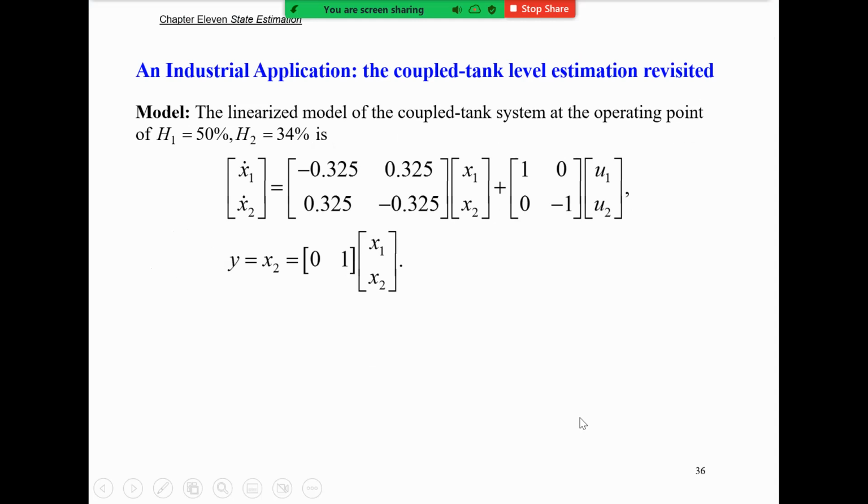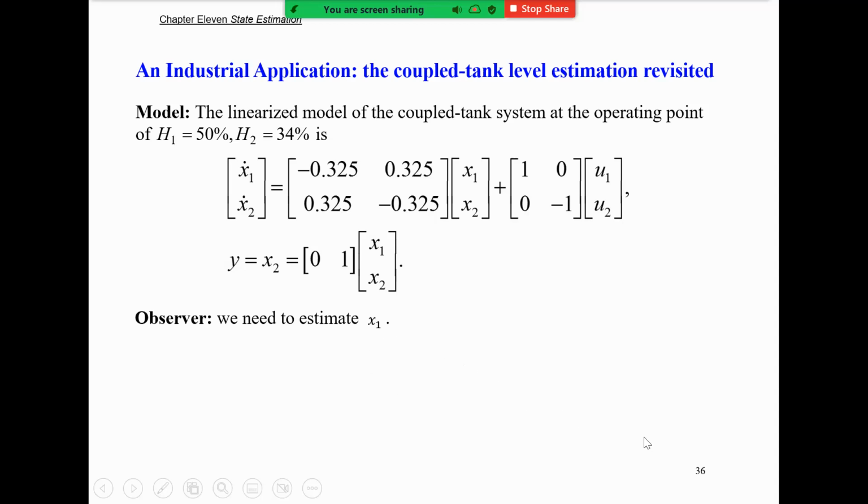Now let's go back to the industrial application, the coupled tank level estimation. At the beginning, I said I just have the sensor to measure the water level of the second tank, so the output is x2. Now I want to estimate x1. That is our observer design problem: we want to estimate the state variables. Here you are given the A, B, C, so it's very easy to design the observer.